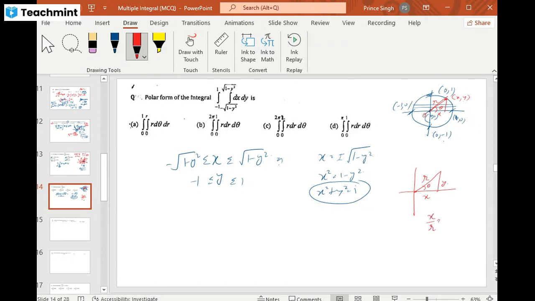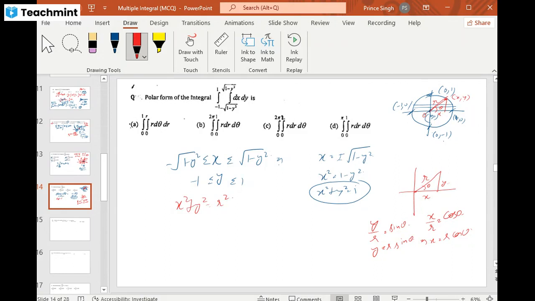So x upon r is equal to cos theta. Base upon hypotenuse is cos theta. So x is r cos theta. And perpendicular upon hypotenuse is sine theta, so the value of y is r sine theta. So x equal to r cos theta, y equal to r sine theta, and x square plus y square equal to r square.